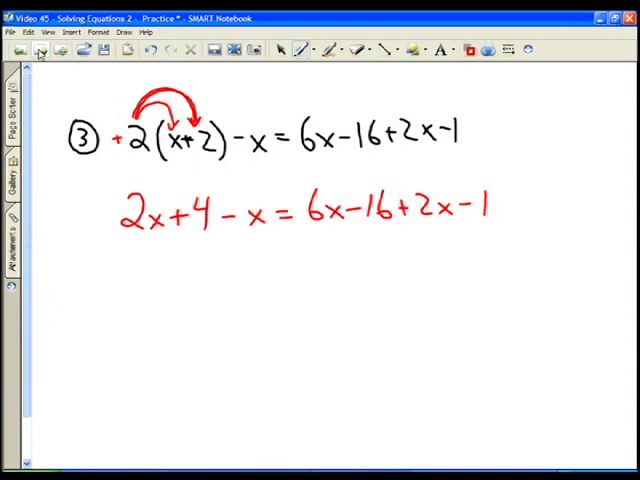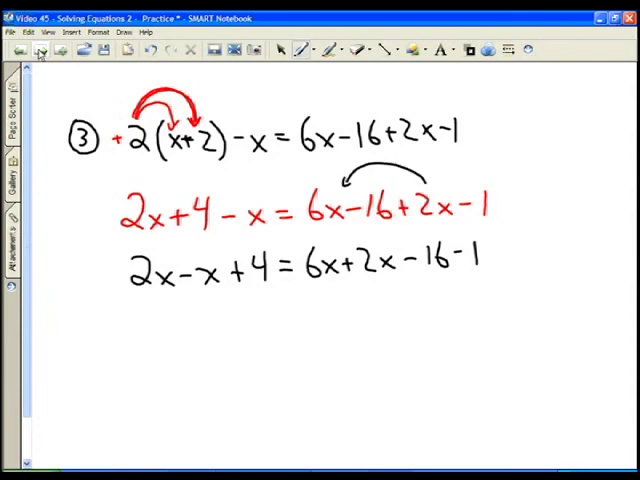And now what I'm going to do is rearrange the left-hand side and the right-hand side, and I'm going to put all my x's together and all my numbers together. I'm not going to perform any operations yet. I'm just going to collect the terms and put them together. So on the left, I have a 2x minus x. I'll put those together. And then on the right-hand side, I've got a 6x plus 2x, and then a negative 16 minus 1. So all I've done is rearrange and put my x's together and my numbers together.